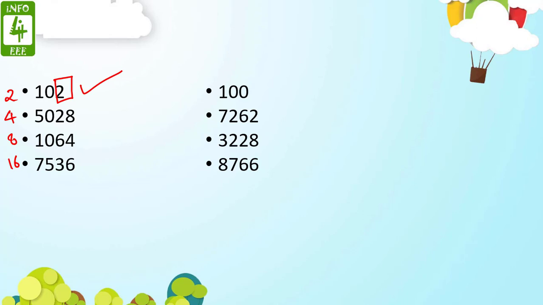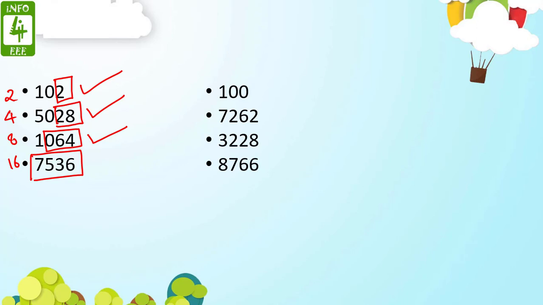For 4, we need to look at the last two digits. So 28 is divisible by 4. It means that the number will be divisible by 4. For 8, we need to look at the last 3 digits. So 064 is divisible by 8. It means that this number will also be divisible by 8. For 16, we need to look at the last 4 digits. So this number is of only 4 digits, so we just need to check the whole number to see whether it is divisible by 16 or not.